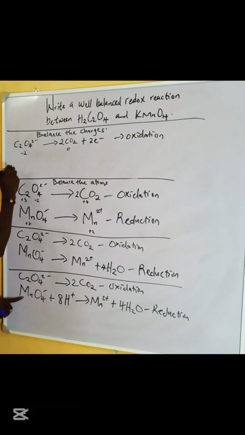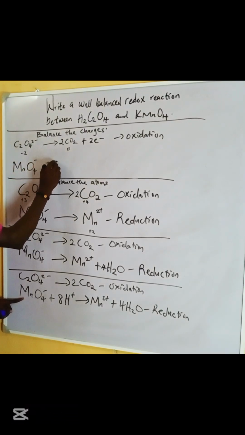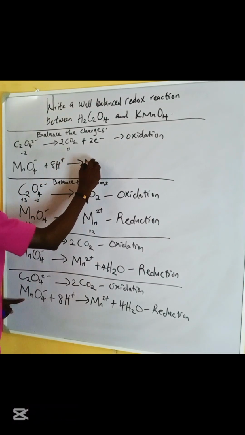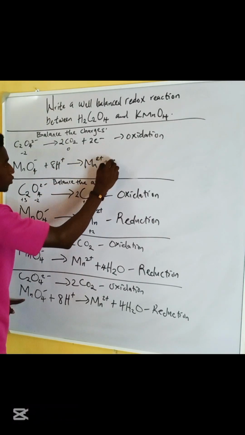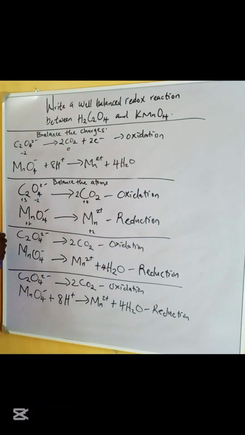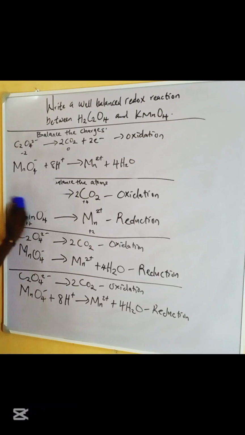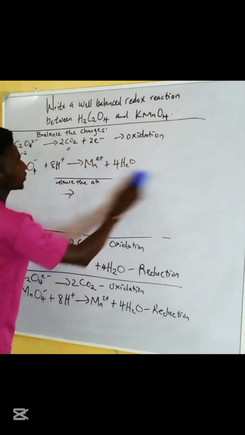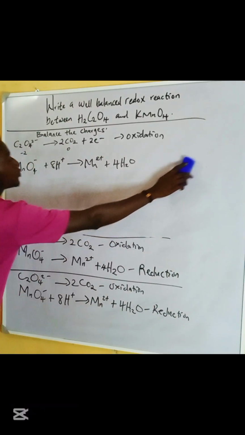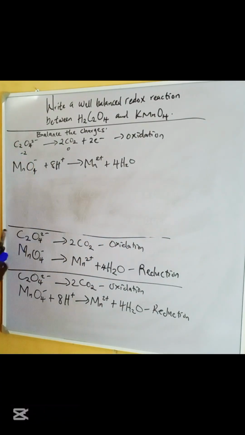Now the second one, for the reduction, I have my MnO4 minus plus 8H plus to give me Mn2 plus, 4H2O, which is my reduction. Okay, so let me clean here to avoid confusing you. It's a long process, but when you know it, you just play around it. Alright, so how many charges do I have here? I have -1.